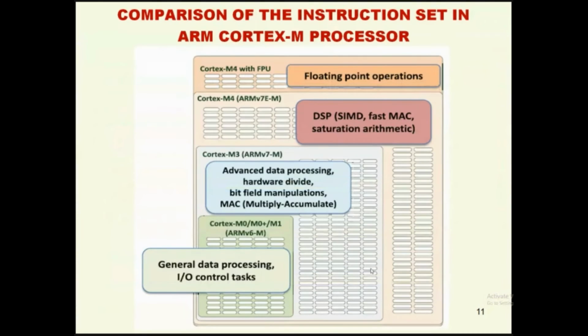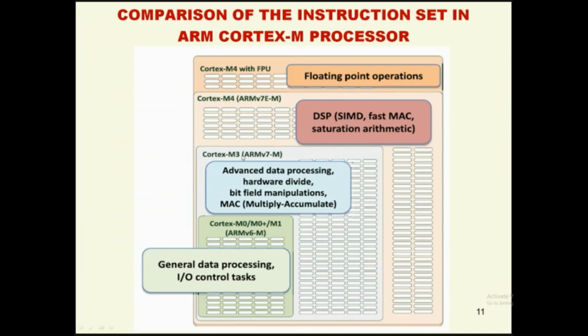So as we see here, whatever we have discussed is now represented clearly in the form of an instruction set. As you see, general data processing instructions and simple input-output control instructions were available in Cortex-M0, Cortex-M0 Plus, and Cortex-M1, which we call ARM version 6-M. The M in ARM version 6-M denotes the Cortex-M series. Then comes version 7 Cortex-M series, which is M3. M0, M0 Plus, and M1 are the V6M version.